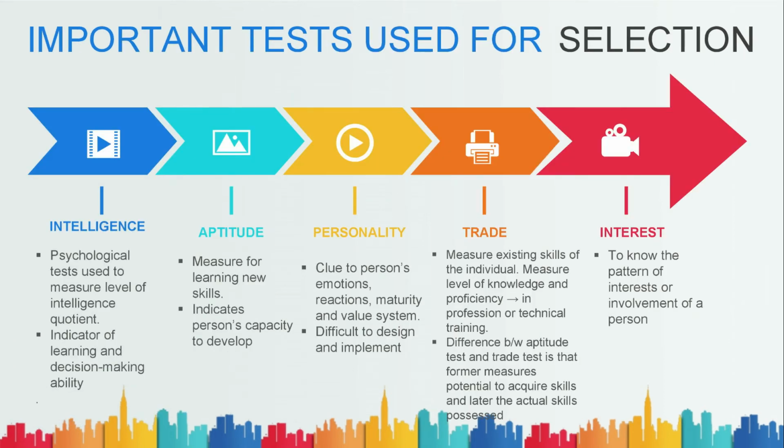Let us now see some of the important tests that are used for the process of selection. You have the intelligence test, wherein the psychological form of assessment is used to measure the level of intelligence quotient, or the IQ, of any individual. It is the indicator of learning and decision making ability. That means there is a certain basic IQ that is required to perform a certain task. Obviously that IQ has already been established, and in this test they will see how close the applicant is to that established IQ.